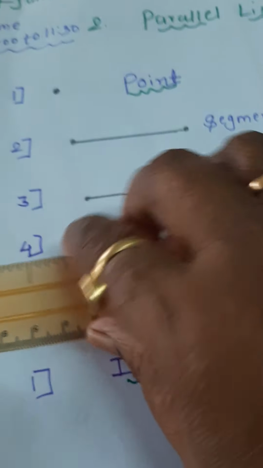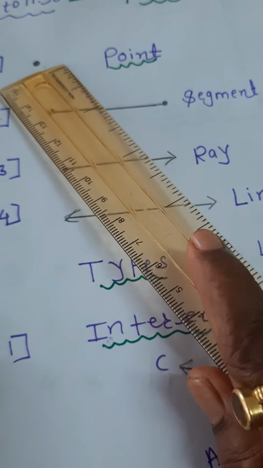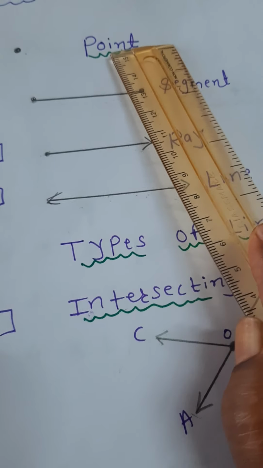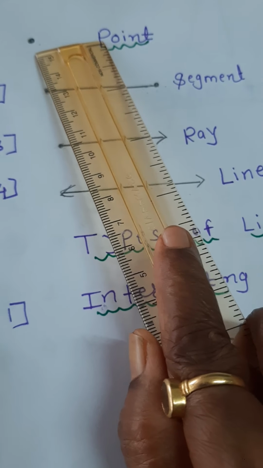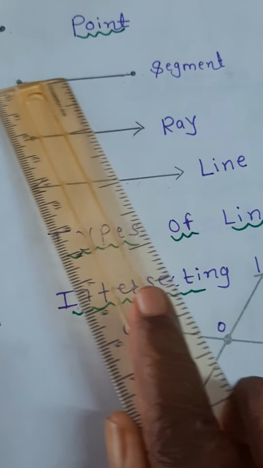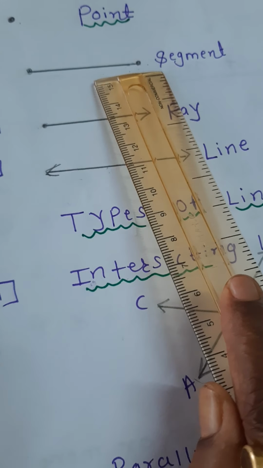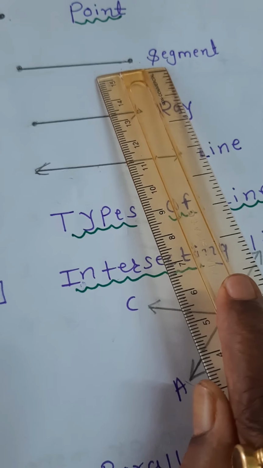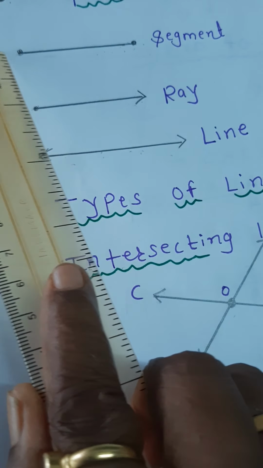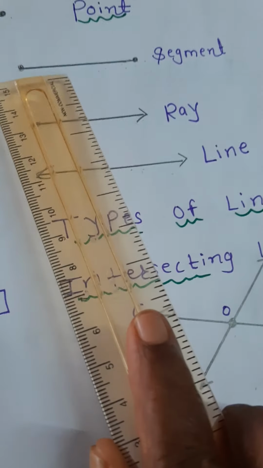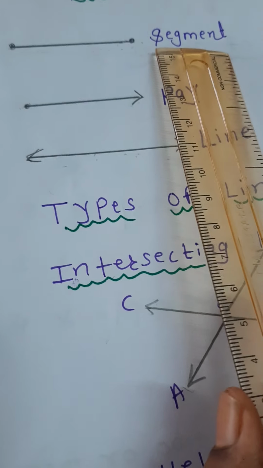This is a point. Point is the origin of geometry, and from this point all the remaining geometrical figures are formed. So this is a segment. A segment has finite length. See what these two end points indicate? We should not go forward. So a segment has definite length.